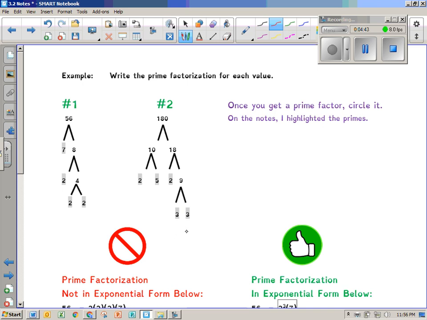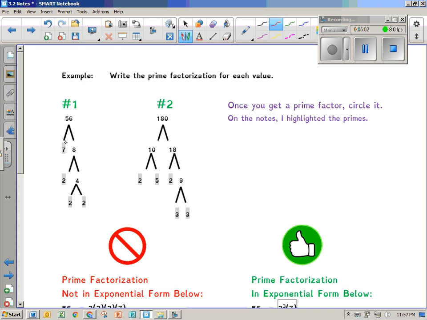So I wrote a couple of examples for you here. These are using factor trees. I took the number 56. The beauty of the factor tree is to start, you can think of any product that you want to, any factors whose product is 56. 7 times 8 comes to mind first.